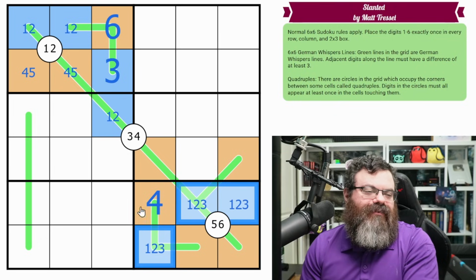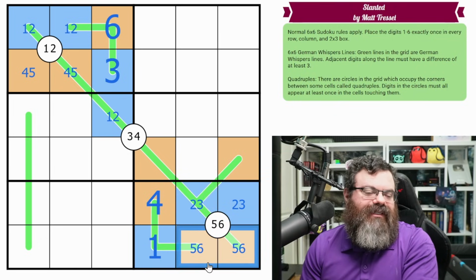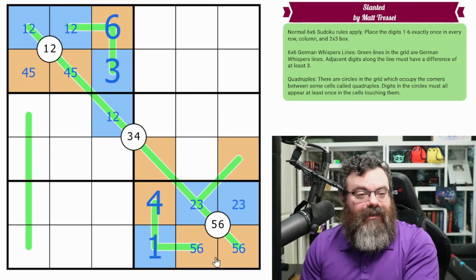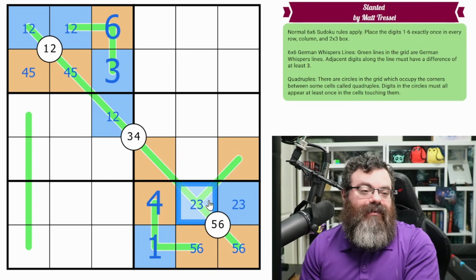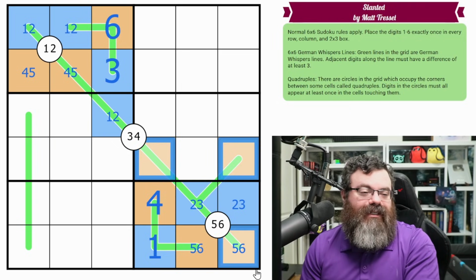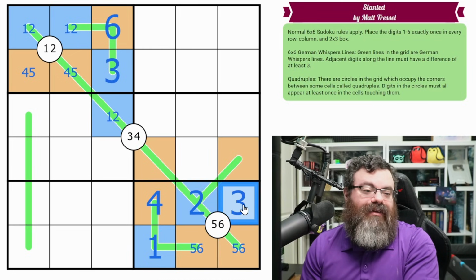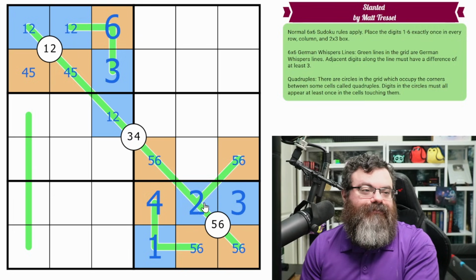These are from 1, 2, 3, but 4 has to be next to 1, so this is a 2, 3 pair. And then this is our 5-6 pair. Okay. Now 3 does not work here because it would require all of these to be 6, and you can't make both of these 6. So this is 2 and this is 3, and 2 needs to be next to a 5-6 pair. It can't be next to 4.